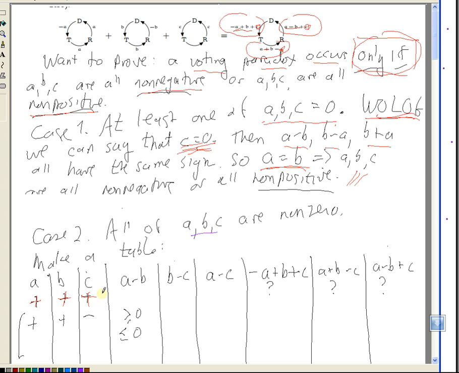Right? So I can just leave this case as it is. Now, if you think about this situation, if all three are non-zero, there's only two possibilities. Either all three are the same sign, or two have the same sign and one is opposite. There's no other possibility. Okay?